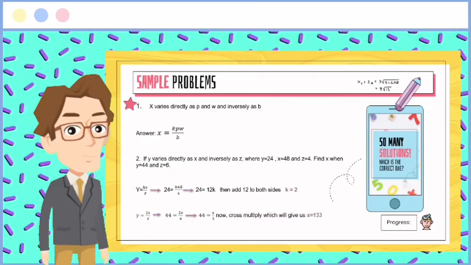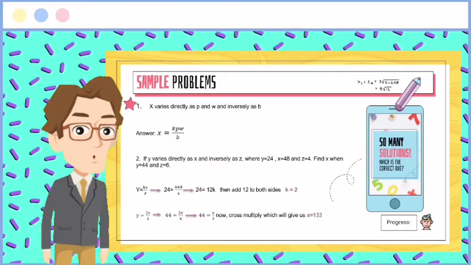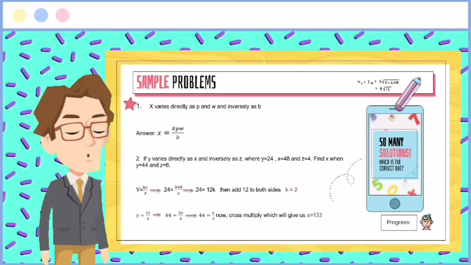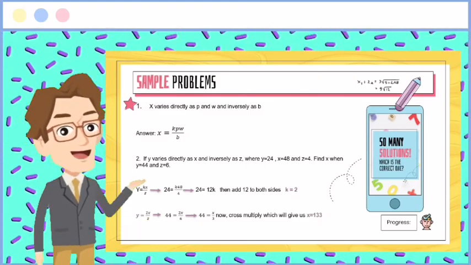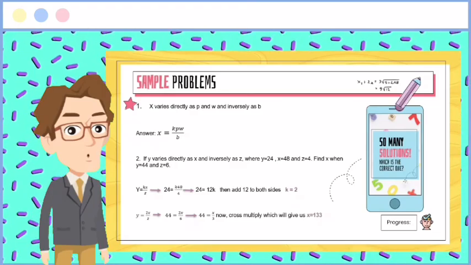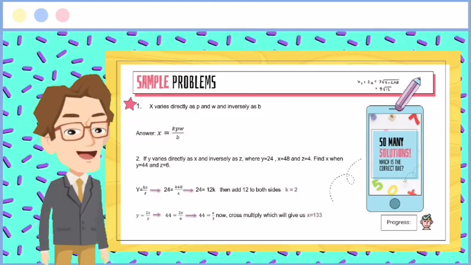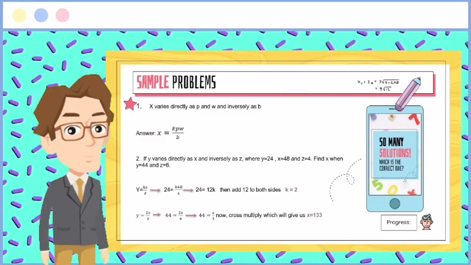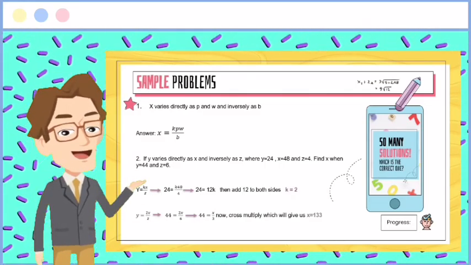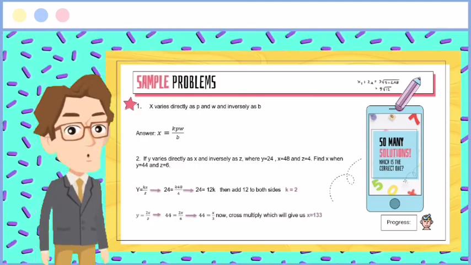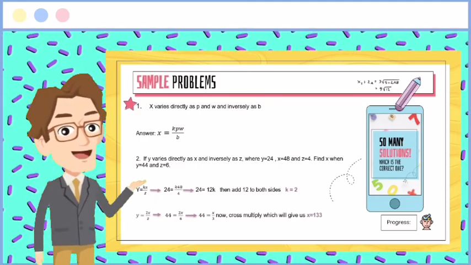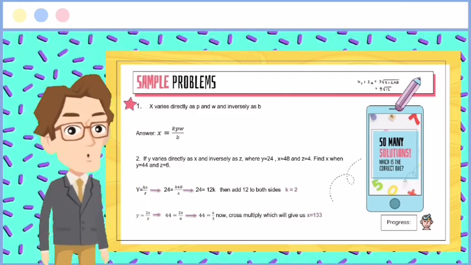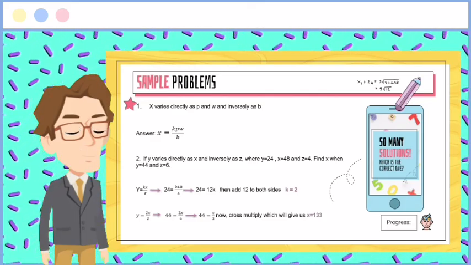and illustrate the equation by substituting the values given. So it will be 24 is equal to constant of variation multiplied by 48 over 4, then calculate. Therefore, our constant of variation will be 2. Now, to find the x, just substitute the constant of variation and the other given values, and calculate. So our x will be 133.